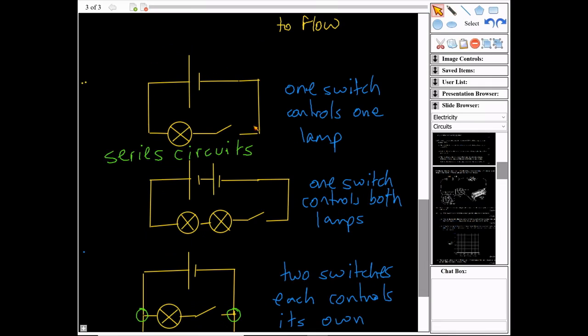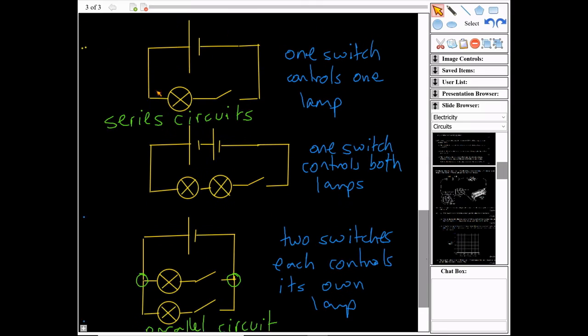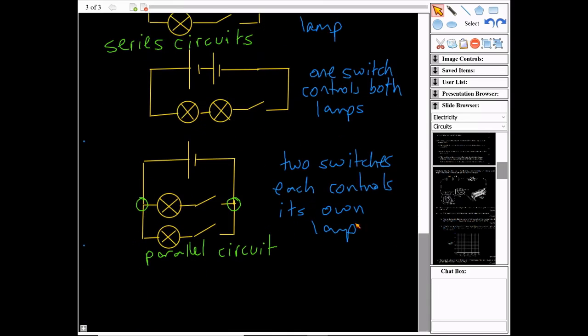So if it's just one complete loop, it's a series circuit. Where there's a junction here, and there's a possibility the electrons could go this way or this way, then there's a parallel circuit. So series circuits are a single loop. Parallel circuits are where there's a junction.